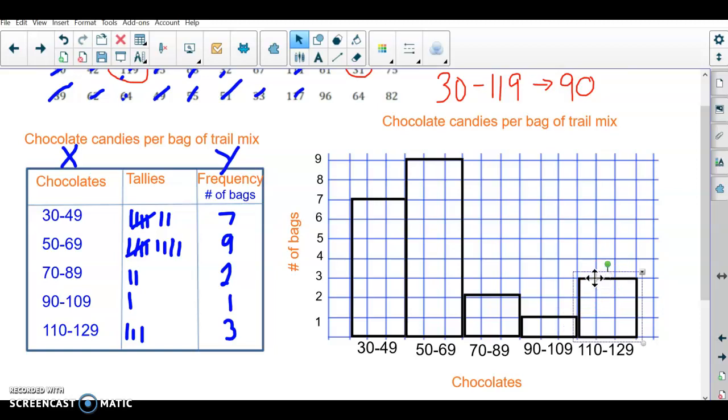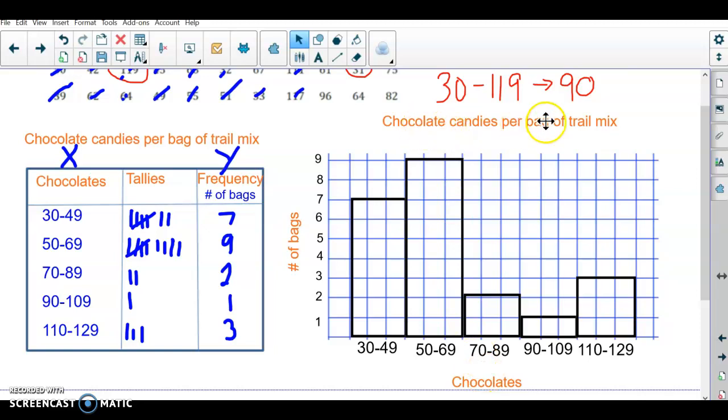And there is no gap in the data because there's a data piece in every single one of the intervals. And there you have it. There is a histogram. Axes are labeled. I have a title. All my bars are touching. All the data fits in the intervals, and the intervals are even.